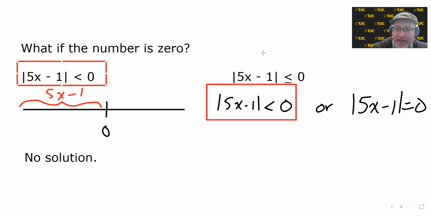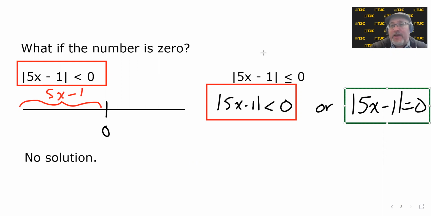But what about the other half? Absolute value of 5x minus 1 equals 0. Well, absolute value is non-negative, meaning that it always comes out positive or 0. And specifically, the only way an absolute value can equal 0 is if the expression on the inside is 0. Think of it in terms of distance. The equation in the green box that says absolute value of 5x minus 1 equals 0 as a distance issue is saying that the expression 5x minus 1 is 0 spaces away from 0. Well, that would put it at 0.